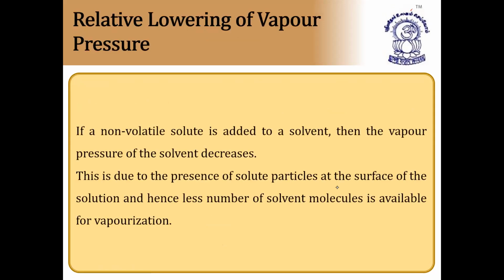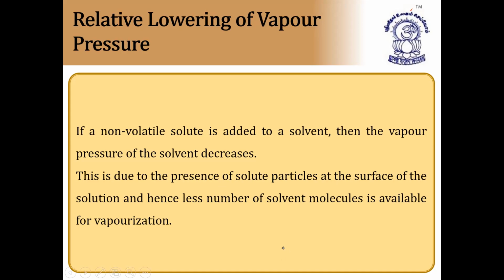So what is relative lowering of vapor pressure? As I already told you, if a non-volatile solute is added to a solvent, then the vapor pressure of the solution decreases. This is due to the presence of solute particles at the surface of the solution, and hence a smaller number of solvent molecules is available for vaporization. So the reason is what? Due to the presence of solute particles at the surface of the solution, fewer solvent molecules are available for vaporization, because we have taken the solvent as a volatile liquid.